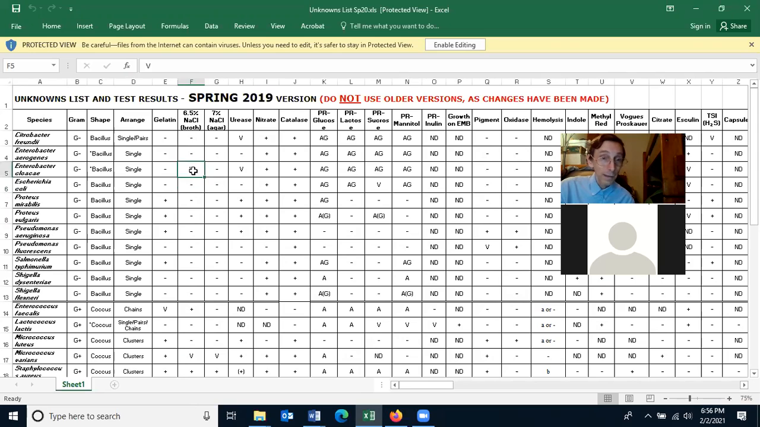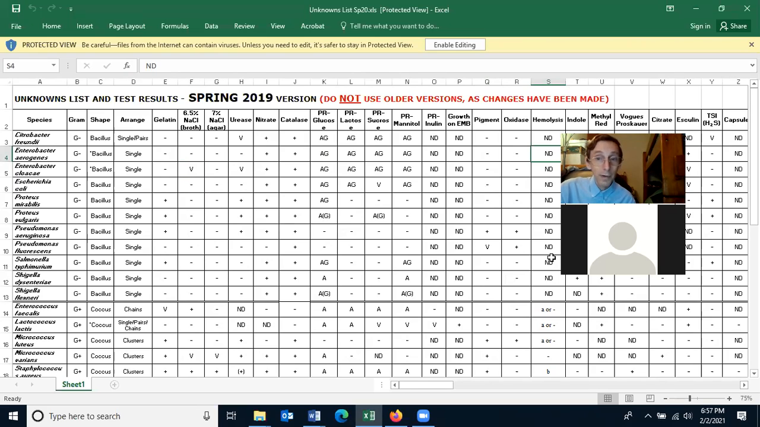variable, like you did for the 6.5% sodium chloride. I will give you either a negative or a positive result. And if you think you might have Enterobacter cloacae, regardless of whether I give you a negative or a positive, it'll be a match. Everyone clear on that? Not determined also means the same as a positive or a negative.